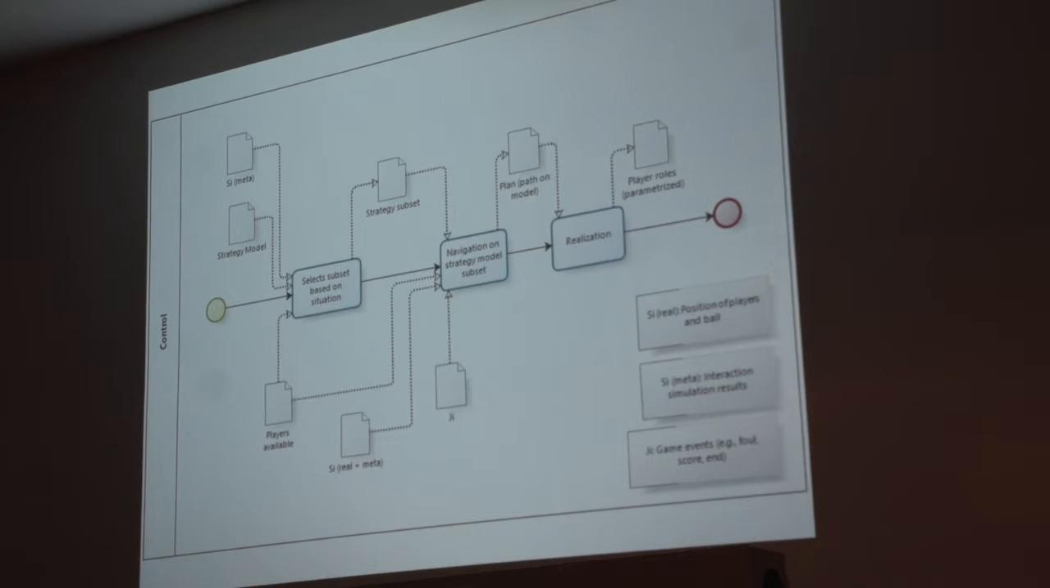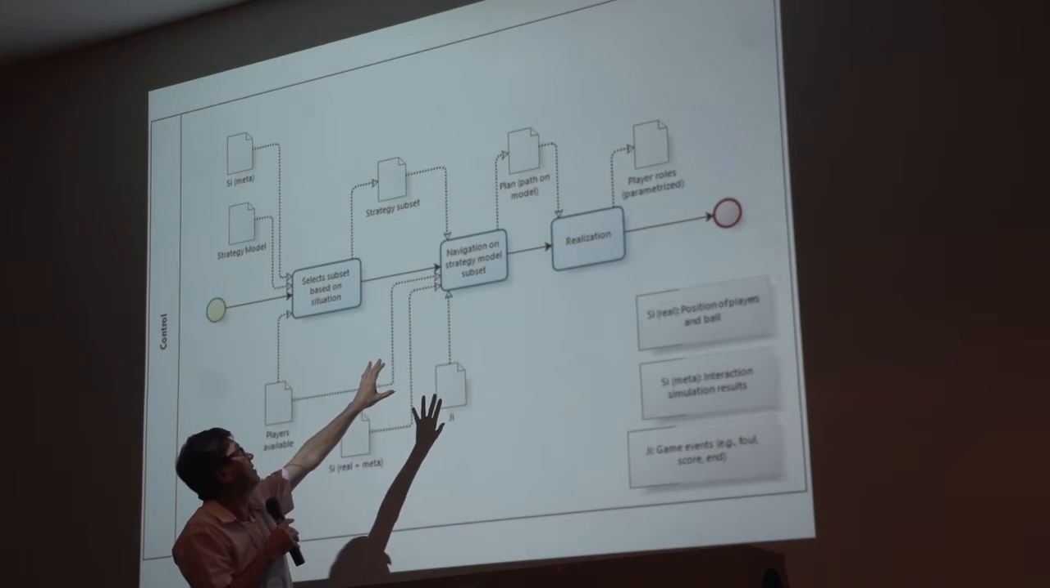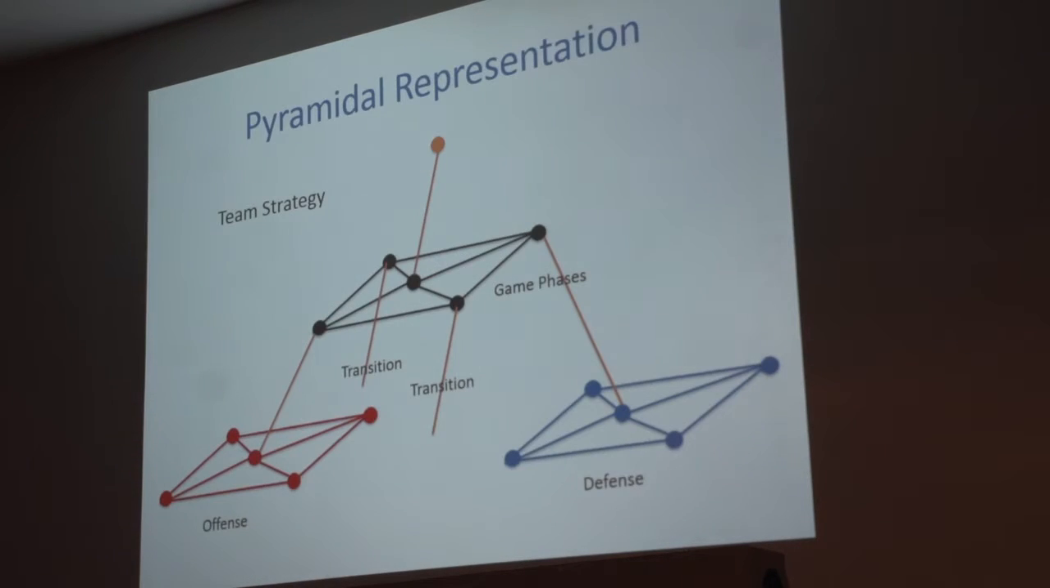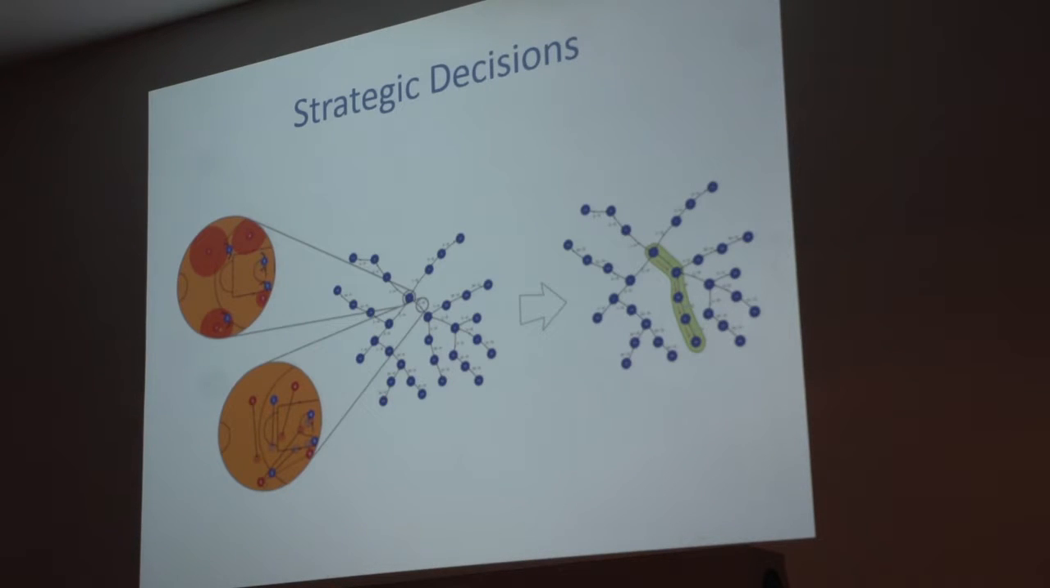Next. This is that point, the choice of the subgraph. And this is critical. This is the navigation. From navigation comes realization. Next, please. This is the choice of the subgraph based on the game phases. This comes directly from the idea of the strategy representation. Next, please.